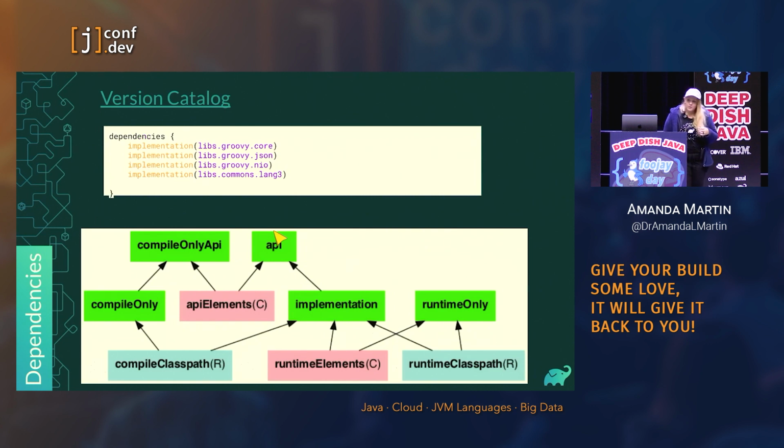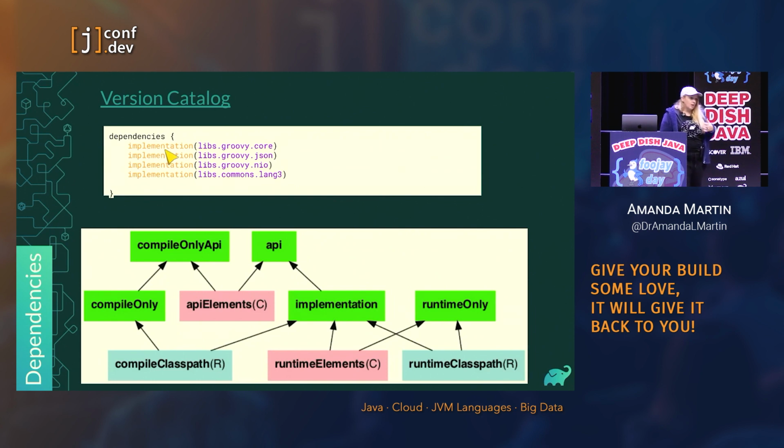When we're using that version catalog, we can use what is defined in it much like any other dependency, where we have libs dot, and here groovy.core. I'm setting that as an implementation dependency. And then, of course, I do the same for the other ones. I could have shortcut it, but I wanted to talk about how these are an implementation dependency.